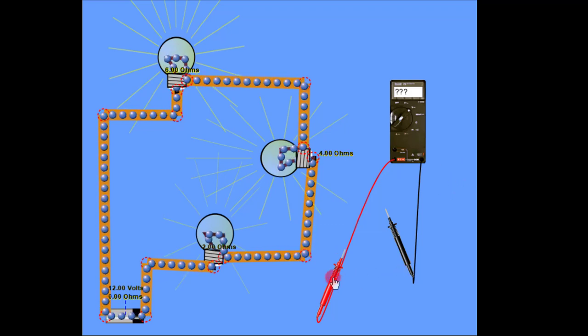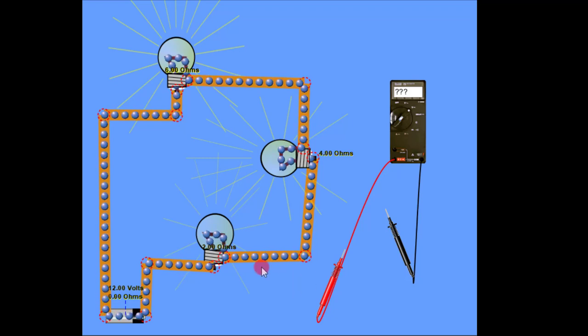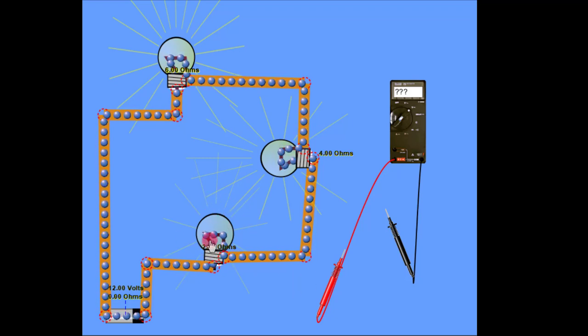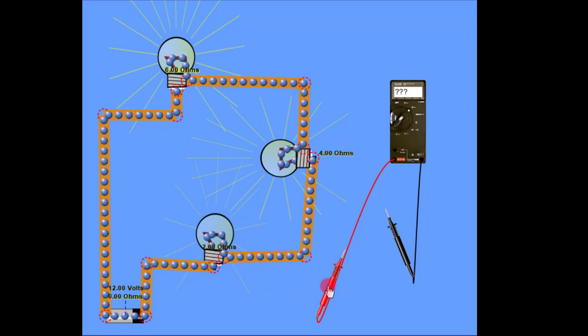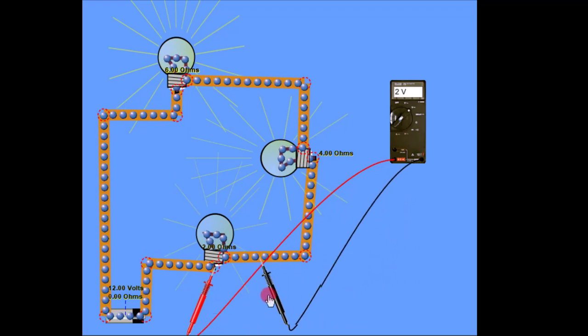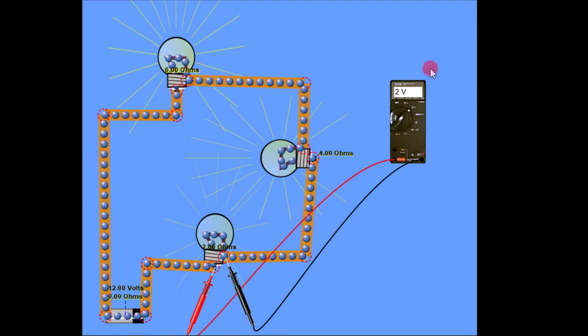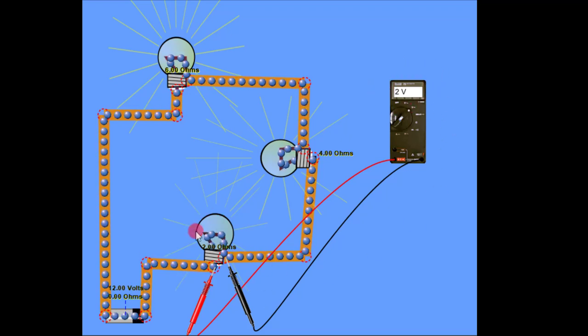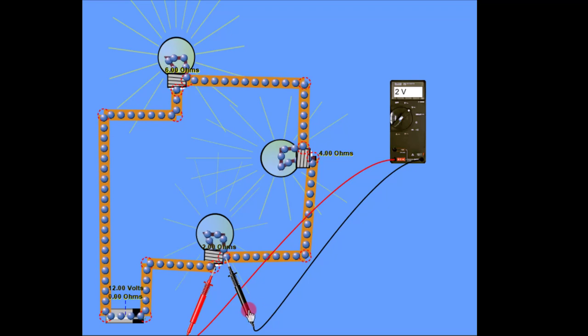Now what I'm going to do is verify. Our math just told us that bulb 1 at 2 ohms times 1 amp should give me a voltage drop of 2 volts. So if I put my multimeter on the bulb itself, we can see that we have a 2 volt drop at bulb 1. So our math has calculated correctly.